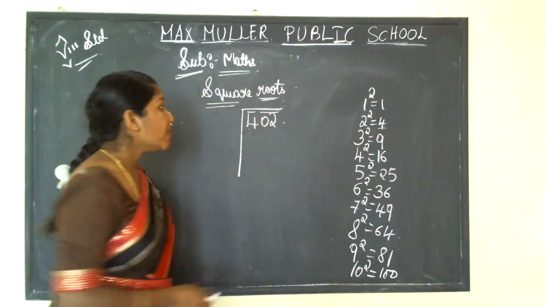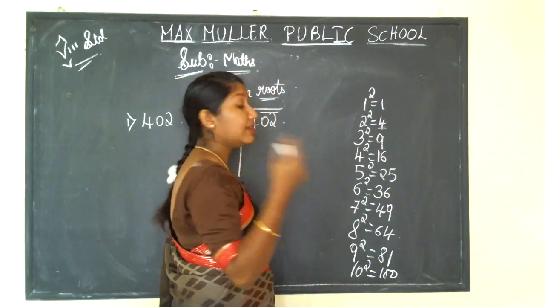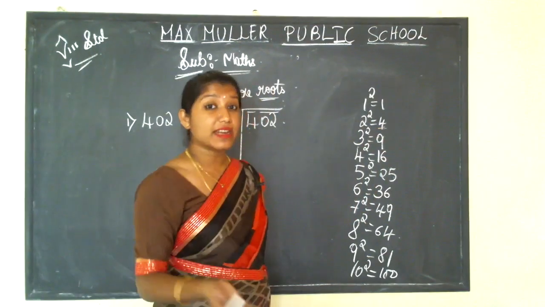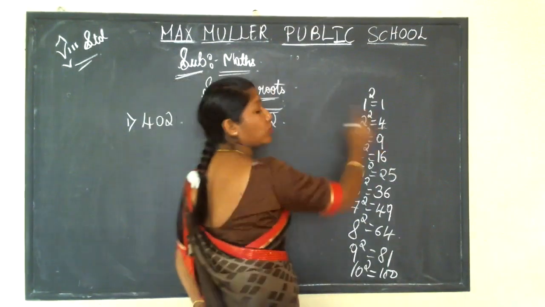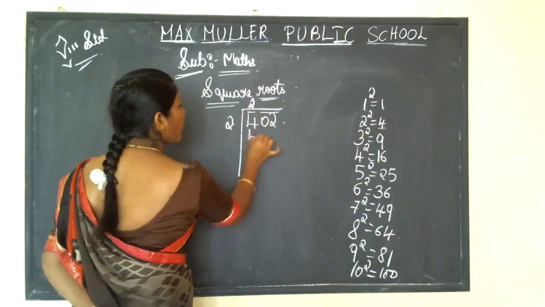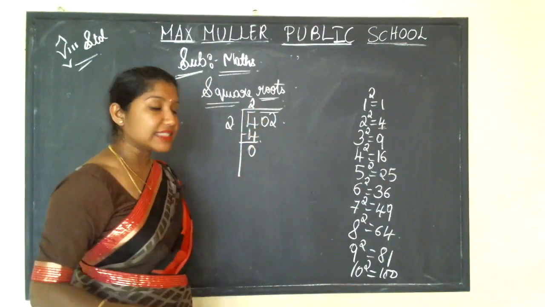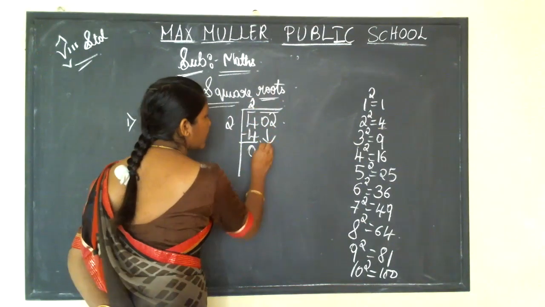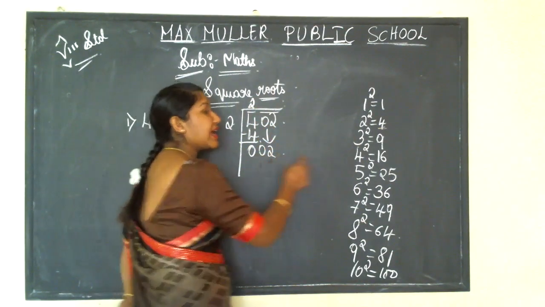Is it not? Here it is exactly 2 square. That is, you can write down 2 2s are 4. So if you subtract 4 minus 4, you will get 0. Now bring down both the numbers, 0 2. So only 2 is there.